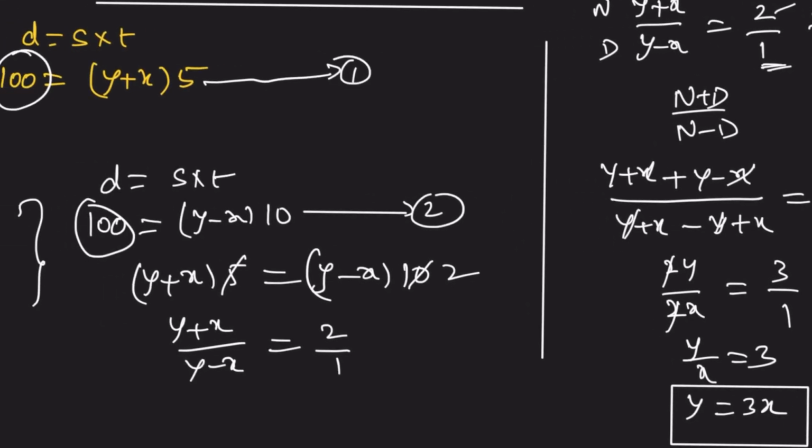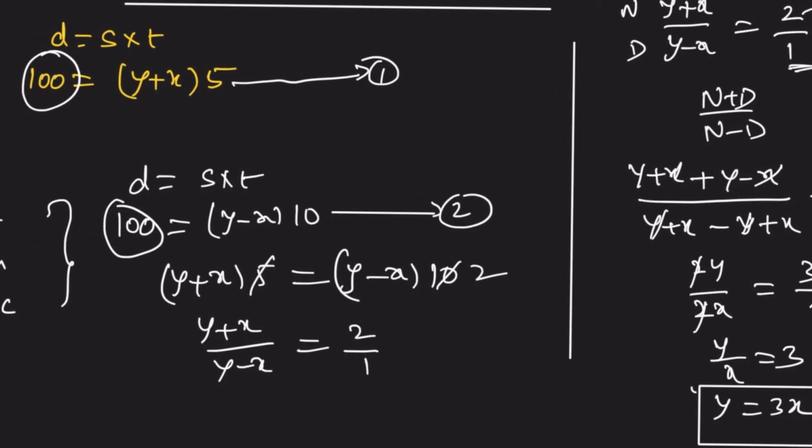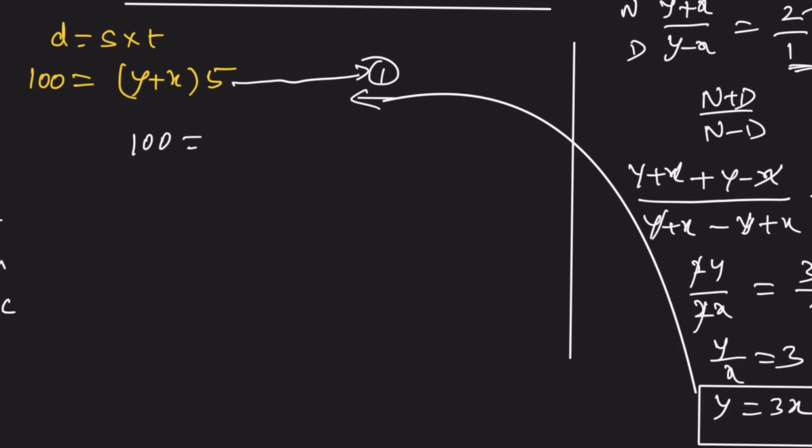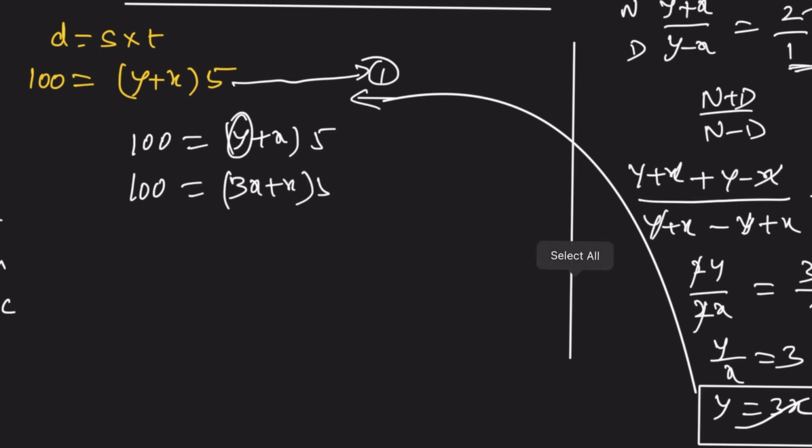Now substitute this in equation 1 or 2. Y is equal to 3x, substitute in equation 1 or equation 2. Now I take equation 1: 100 is equal to (y + x) into 5. What is y here? 3x. So instead of y, I substitute 3x plus x into 5. So 100 is equal to (3x + x), 4x, into 5. So 5 fours are 20, and what we get here is x equal to 5 meters per second.